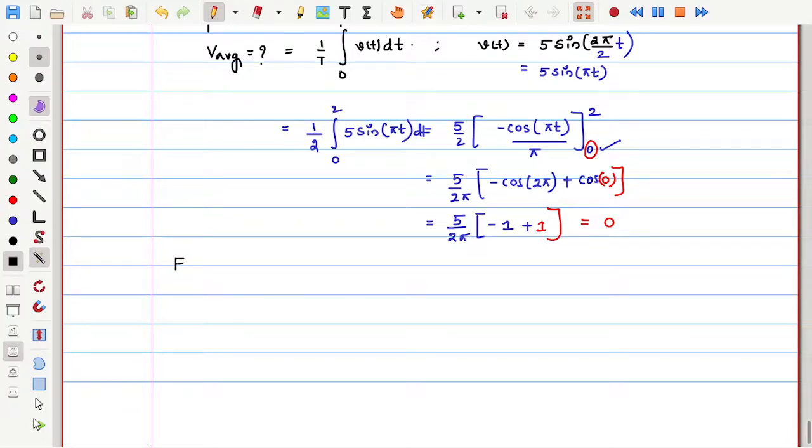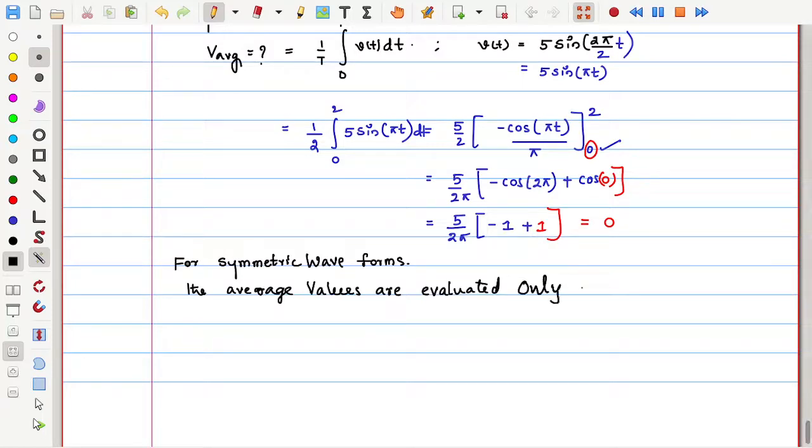So let me write: for symmetric waveforms, the average values are evaluated only over a half time period, or half interval T. A half time period means T by 2. Let me remove this instead of that confusion.